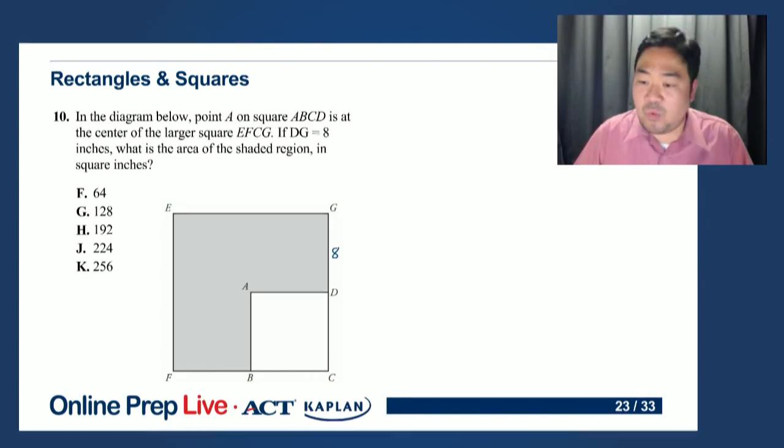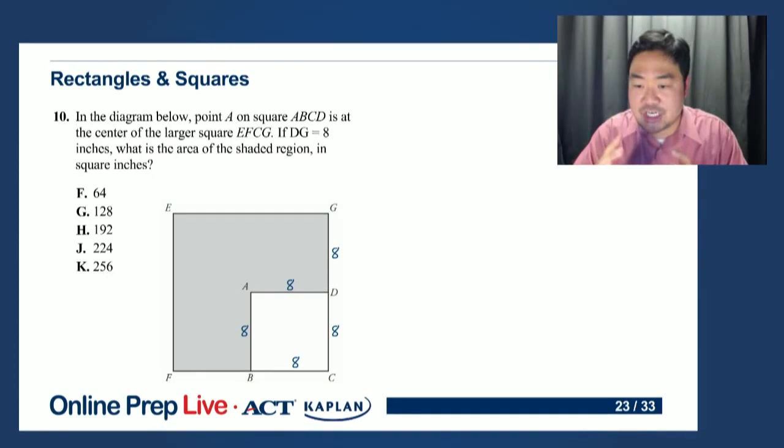And if you notice here, wait a minute, doesn't that mean that CD is equal to 8, AD is equal to 8, AB is equal to 8, BC is equal to 8? All these sides are the same in that inner square. So the next part, we want the area of the shaded region.